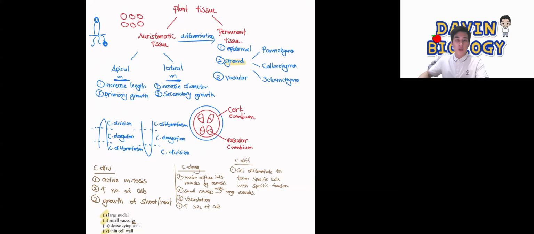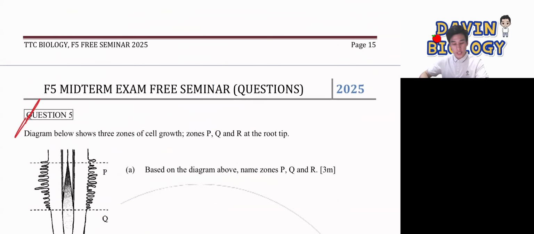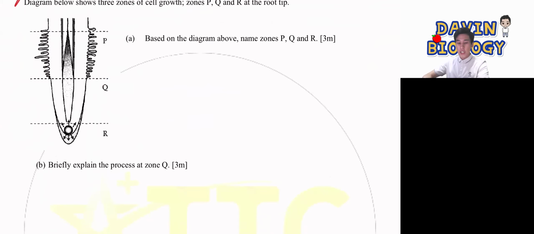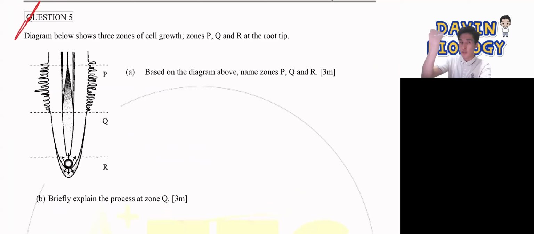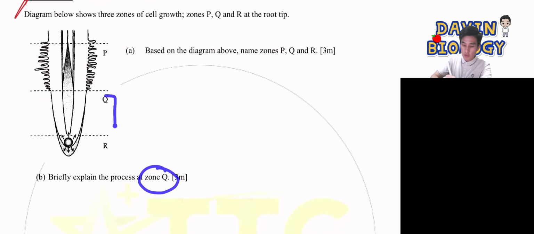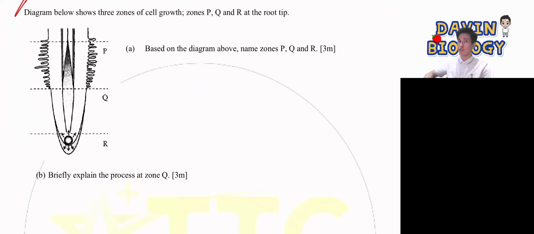Now, if you look at this question, page number 16. This one I won't do already, because just now we already wrote down the things. It's all here already. So this is very straightforward, very simple, and you don't need to think. They ask you to label the zones, obviously we know already: division, elongation, differentiation. And then they ask you to briefly explain the process at zone Q. So you just have to say the water diffuses into the vacuole, the vacuole goes from small to big, then it's called vacuolation. That's the process.